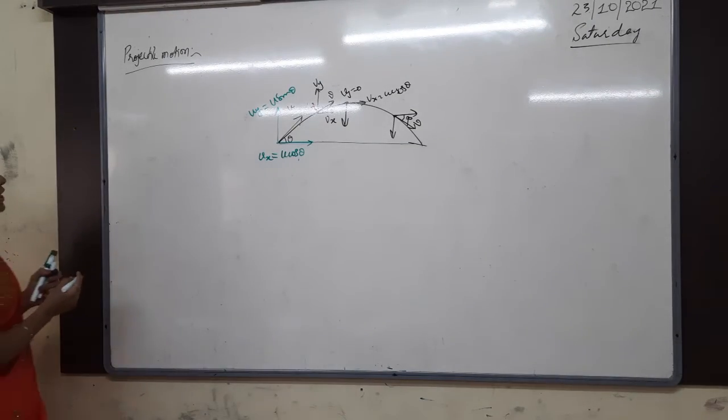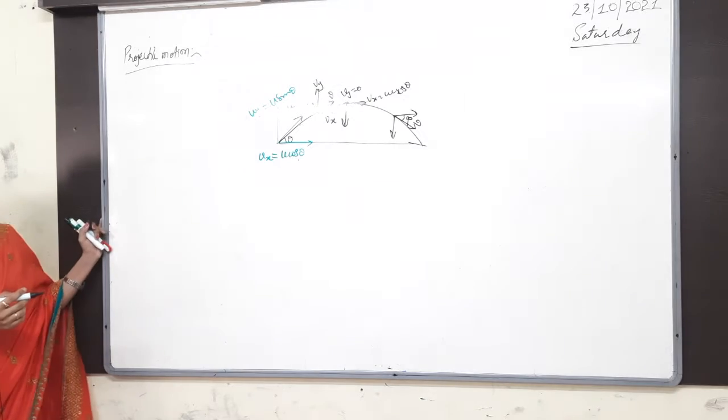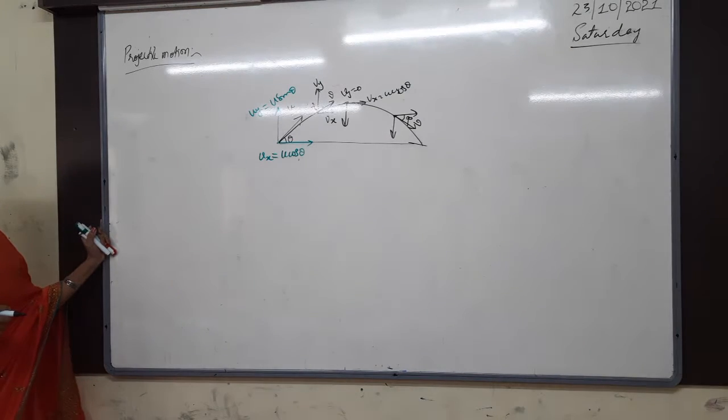So you have to prove that the trajectory of a projectile is a parabola. Trajectory means what I said? The path followed by the projectile. Now for that, I will take all the components. First of all, ux is equal to how much? u cos theta. uy is equal to u sin theta.